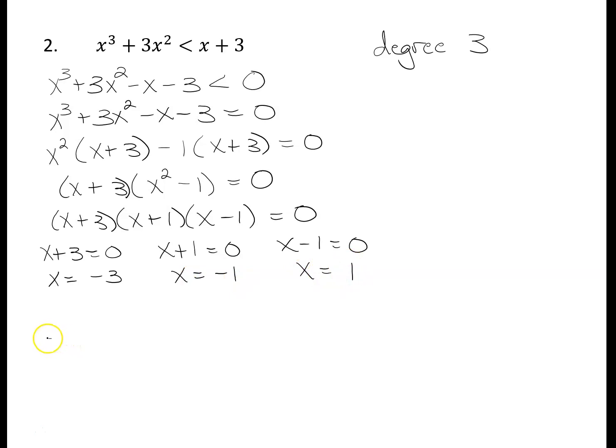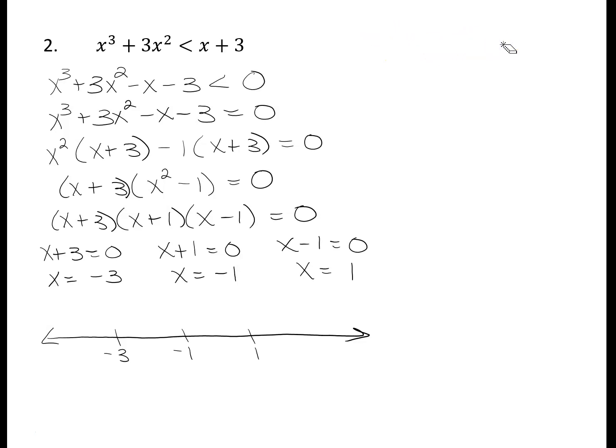And those are going to go on the number line. So we're going to need 3 tick marks. And we want them least to greatest, which they happen to be in that order already. So -3, -1, +1. Okay, the next step is to choose test values. So we'll do that over here. This time we have 4 intervals that we need to test.